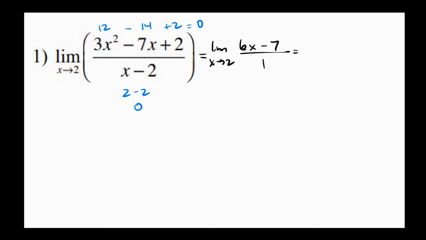So now I can plug it in. 6 times 2 is 12, minus 7 is 5 over 1, which is 5. Done.